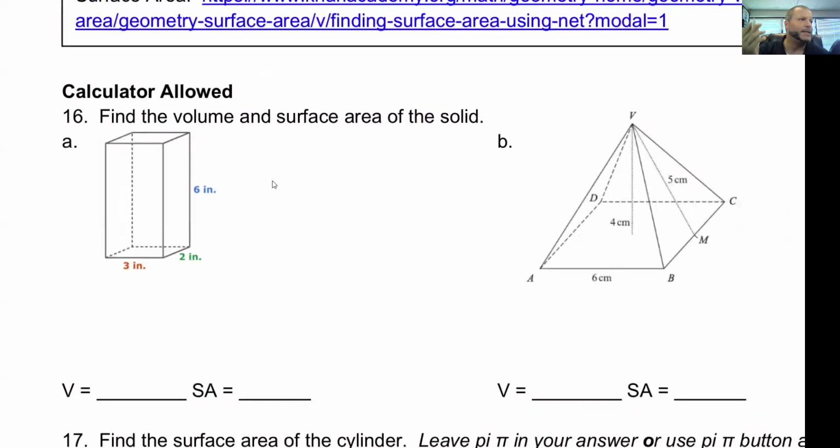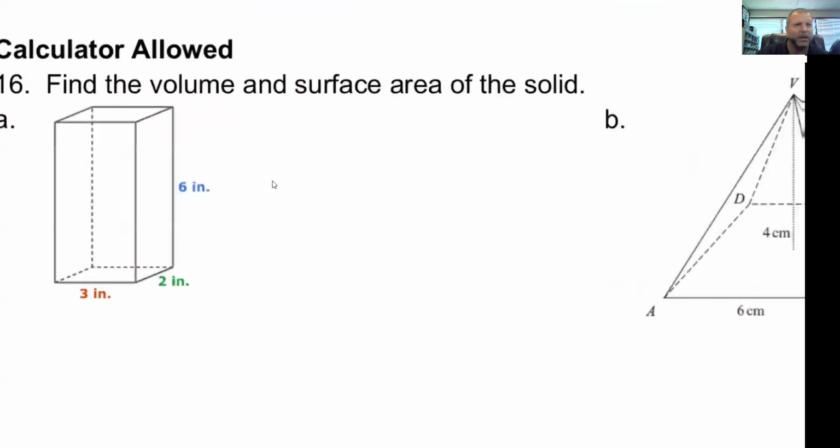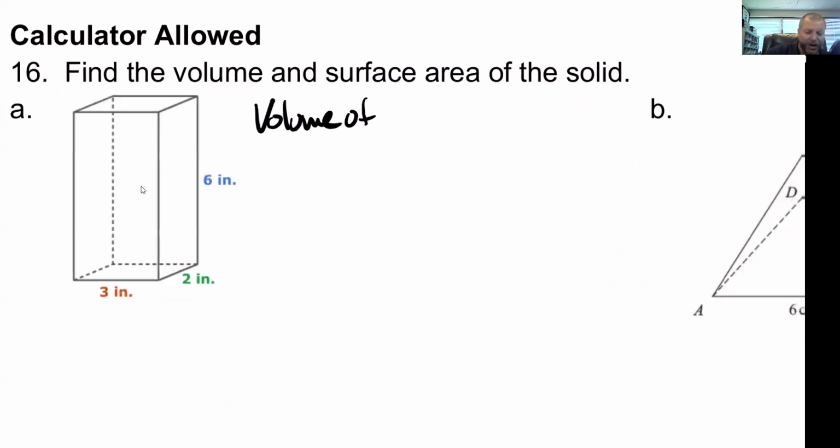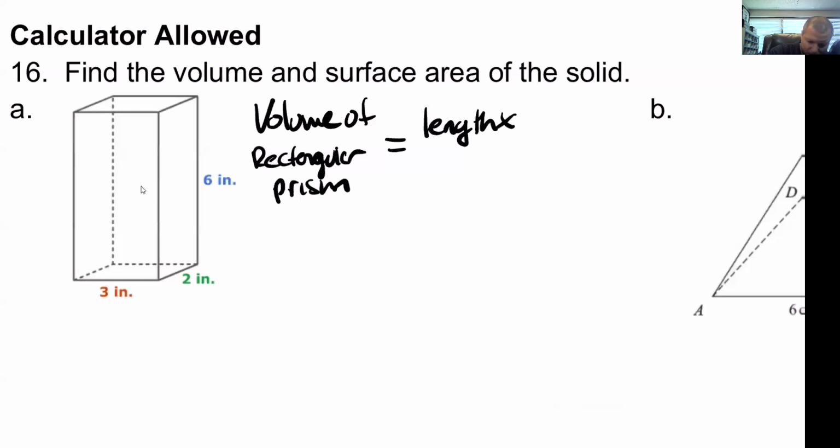Right, so in 16, we have a volume and a surface area. Volumes are just applications of formulas. As I mentioned a couple of questions ago, when you're just learning a formula, it's really helpful to think about it in words and write it out in words first. So the volume of this shape, which is called a rectangular prism, basically, it's a box, is the length times the width times the height.